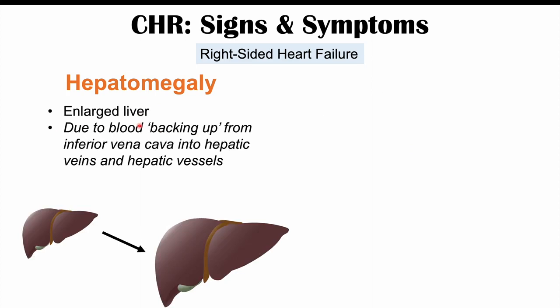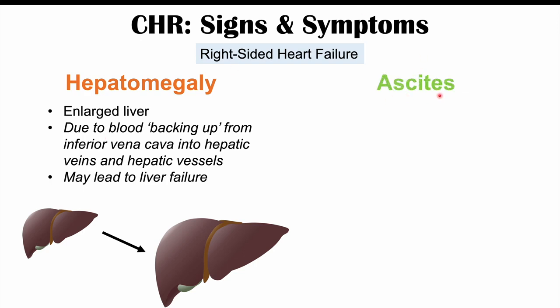And the reason that we can see an enlarged liver is because there's a backup of blood, again, into the inferior vena cava and ultimately into the hepatic veins and other hepatic vessels. And that actually can lead to a swelling of the liver. And in some cases, if this is left for a long enough period of time, it can lead to damage of the liver and ultimately lead to liver failure.